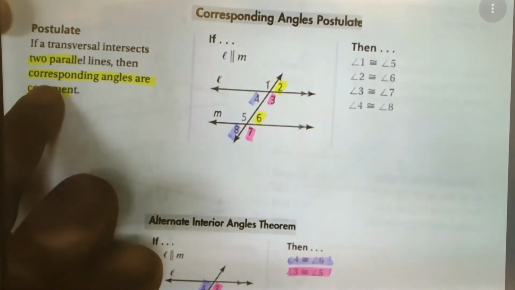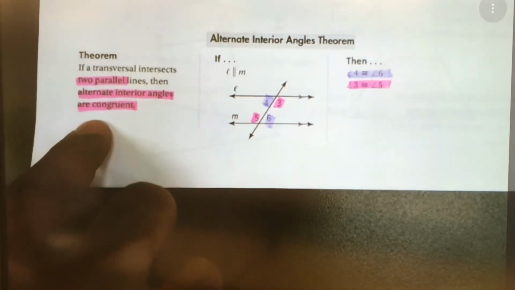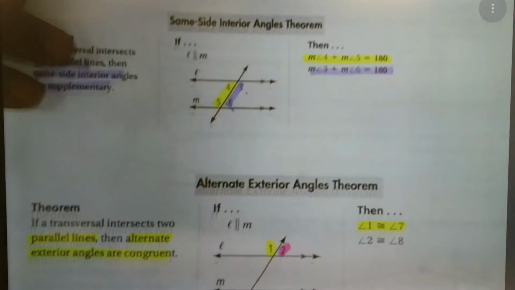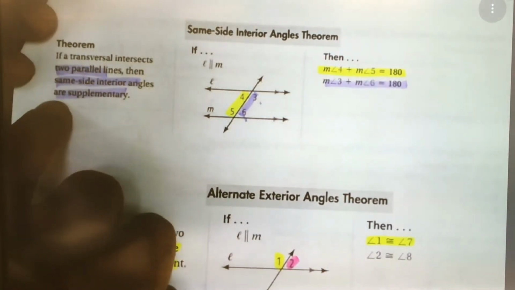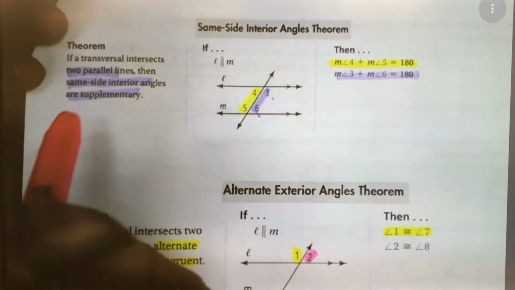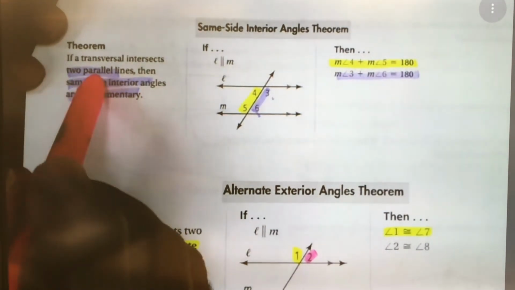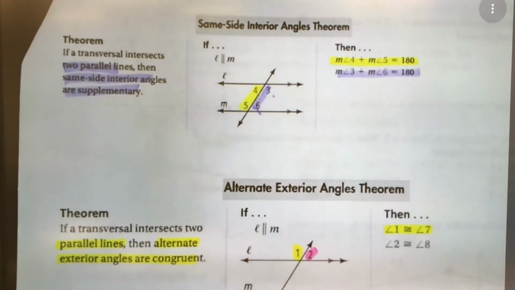Corresponding angles are congruent, and alternate interior angles are congruent. The only thing that is different is same side: they add up to 180. They are supplementary. So look here, same side, SS, they are supplementary. So it is easy to remember in that way. SS, same side. All of them have S, same side, supplementary.